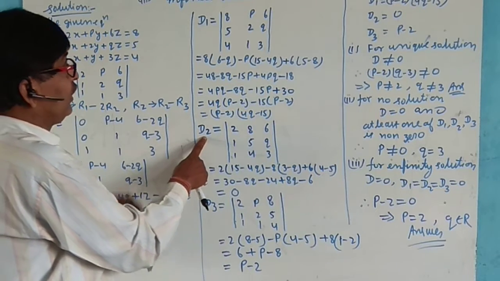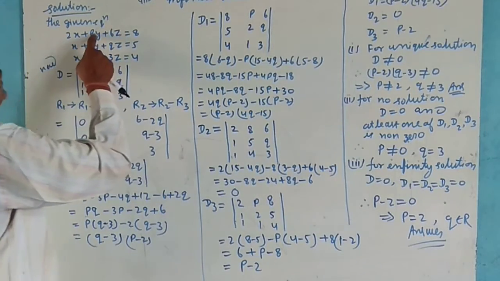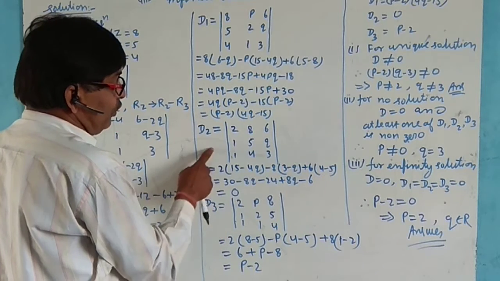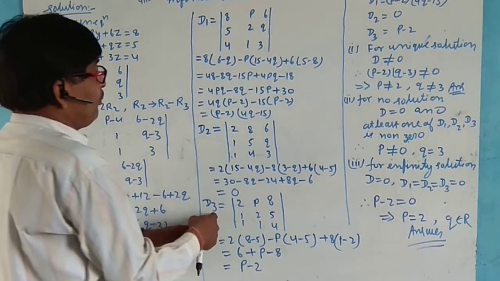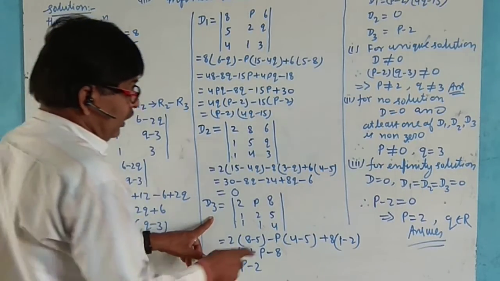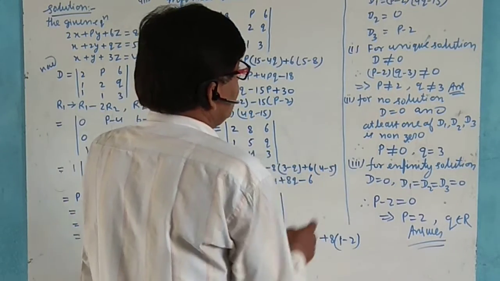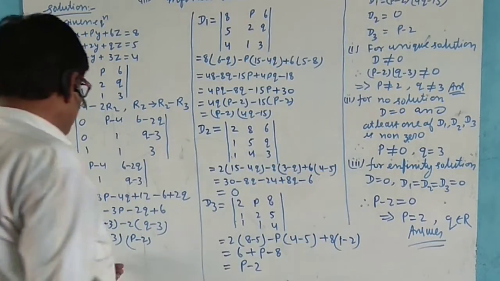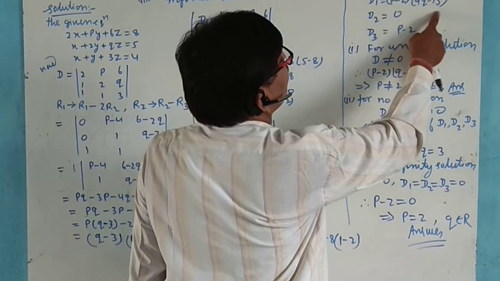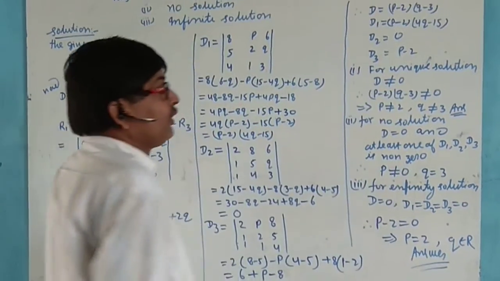For y we calculate d2 by putting 8 5 4 in place of this column, and this gives the value 0. For d3, in place of this we put 8 5 4 and this gives the value p minus 2. Now d is (p minus 2)(q minus 3), d1 equals (p minus 2)(4q minus 15), d2 is equal to 0 and d3 is equal to p minus 2.